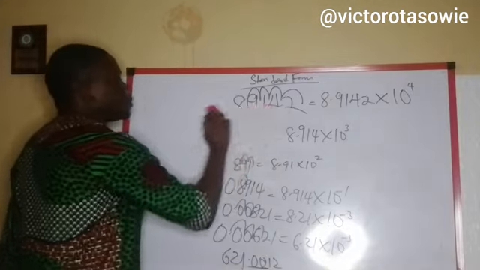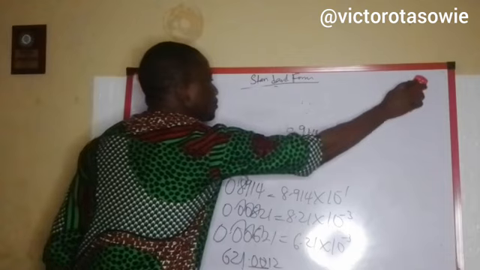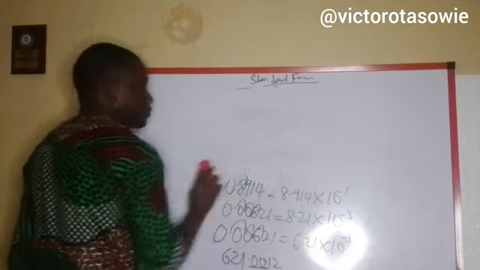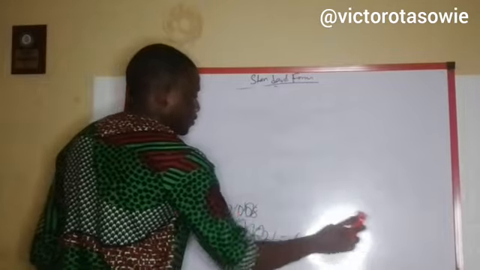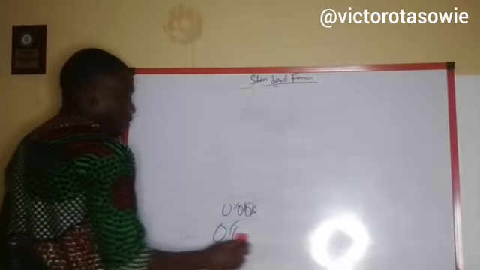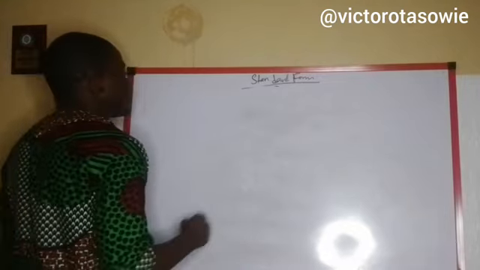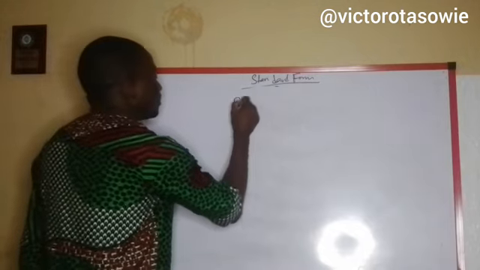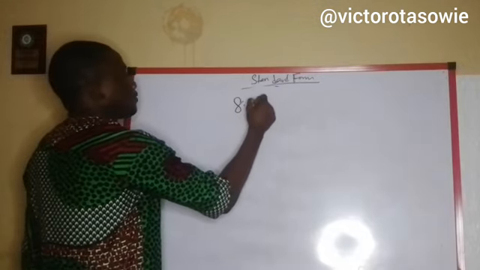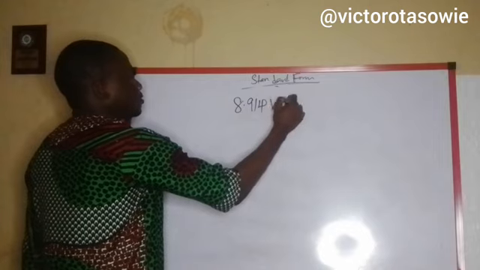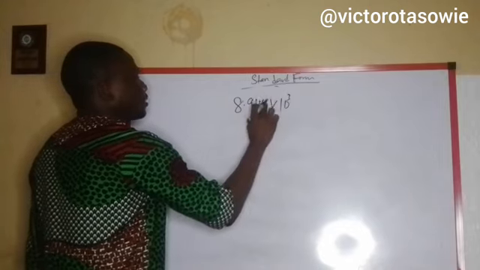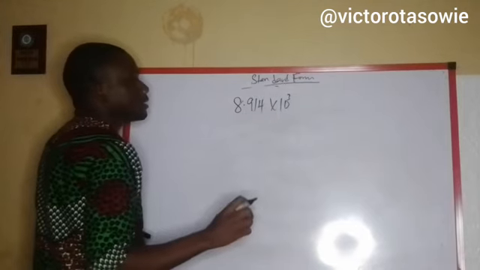And also I will show you some other things as well in this aspect. So try to understand this very well. So in a situation where we have something like 8.914 times 10 raised to the power 3, they now tell you convert this to ordinary form. How will you go about this?